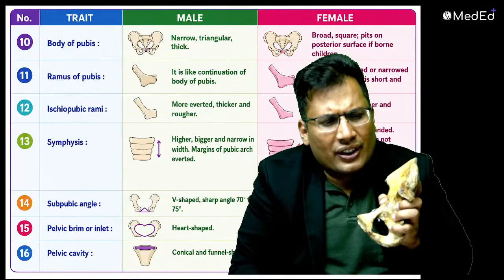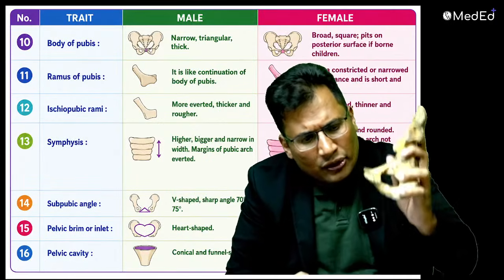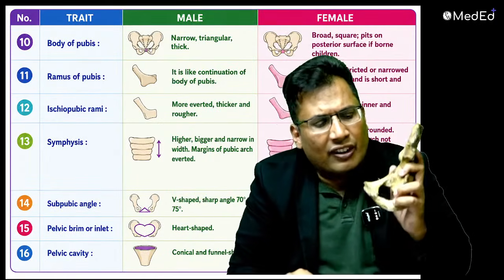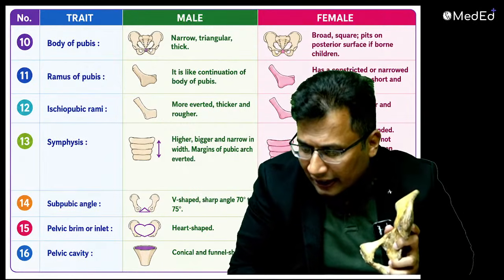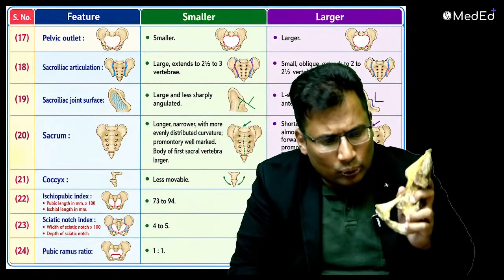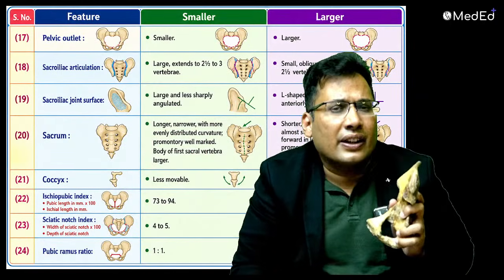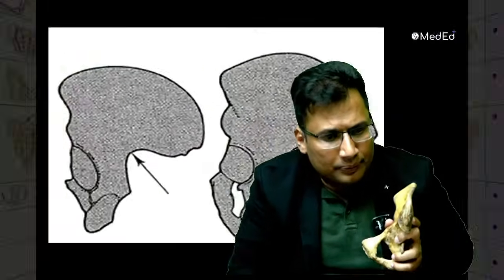So there are many points. Body of pubis, ramus of pubis, ischiopubic rami, symphysis, subpubic angle, pelvic brim, pelvic cavity. So this we can go through after the class. Anyway, I'm going to provide the PDF.